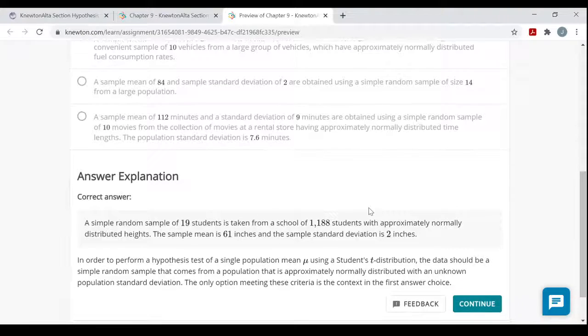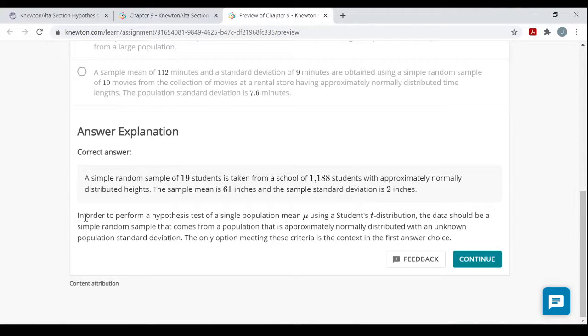And again, they read through again. See here, in order to perform a hypothesis test of a single population mean mu using a student's t-distribution, the data should be a simple random sample that comes from a population that is approximately normally distributed with an unknown population standard deviation. The only option meeting these criteria is in the first answer choice.